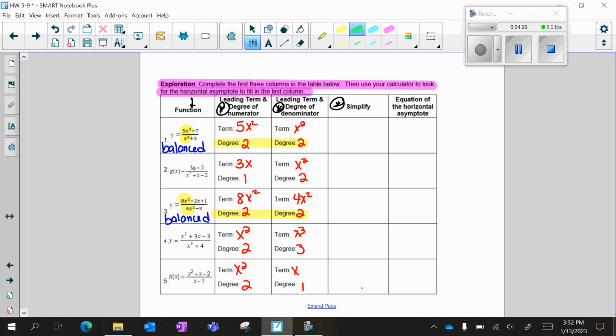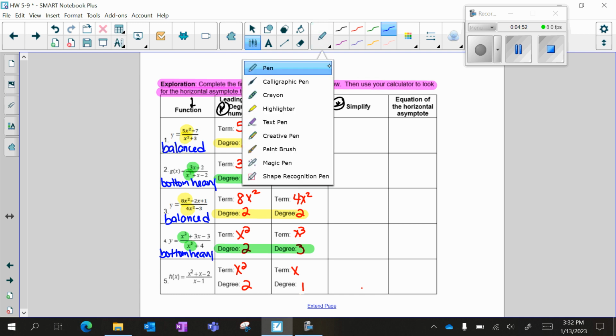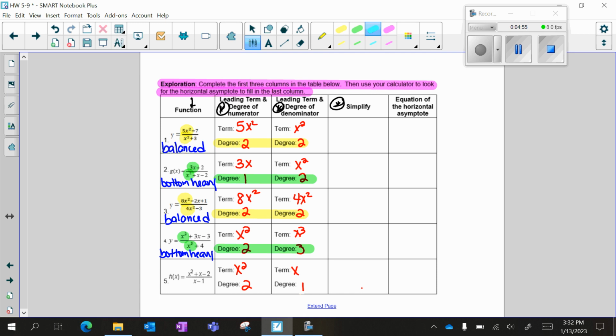For number 2, the degree of the denominator is larger than the degree of the numerator. So that's what we call bottom heavy. That's also the case in number 4. The degree of my denominator is larger than the degree of my numerator. And then lastly, number 5, the degree of my numerator is bigger than the degree of my denominator, so that's what we call top-heavy.